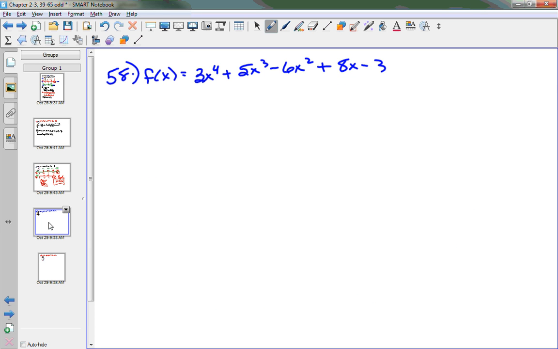Okay, 58. The next set of instructions say, use Descartes' rule of signs to determine the number of possible positive and negative real zeros. So how do I do this?